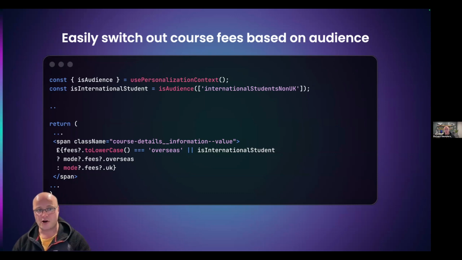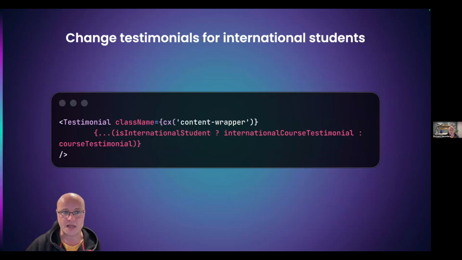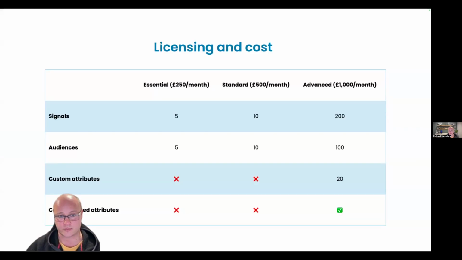As I mentioned, there are React packages and JavaScript packages available. As you can see here, switching out the course fees through this code goes: are they overseas? Are they an international student? If so, switch out that content. And same with the testimonial. We've got a testimonial component, there's this international student context, and that course testimonial can be switched out if that content is available.